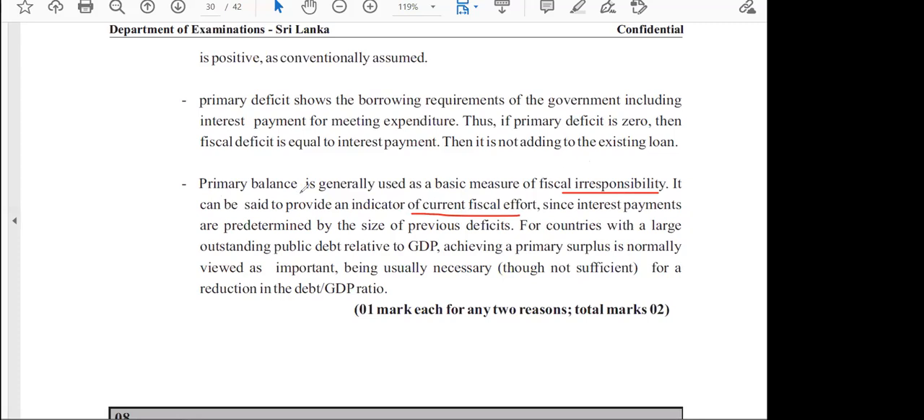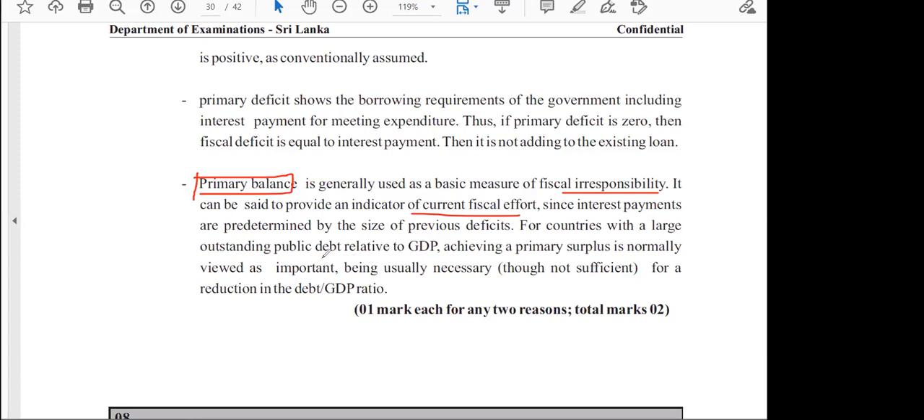current fiscal effort, because why? Interest payments are predetermined. That's for previous things. So now if Gota did well, then his primary account balance has to be positive. Because interest payments, you can't blame him, because the previous fellows played a joke. But in primary account balance, you don't take interest payments into account. So that is an important factor. So you only take revenue including grants minus the expenses without interest payment.